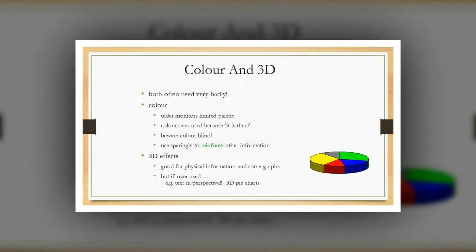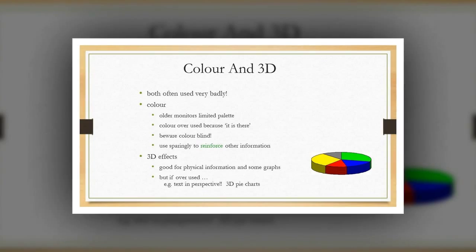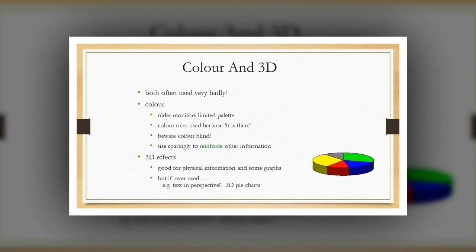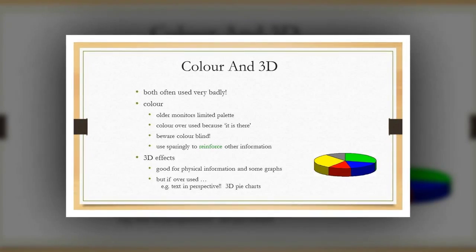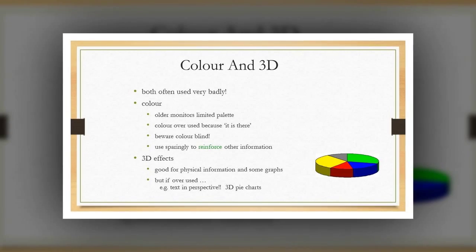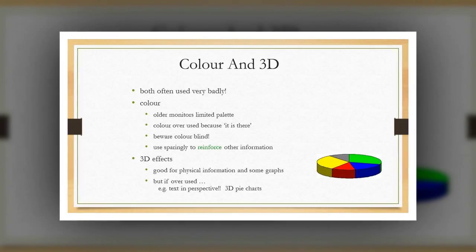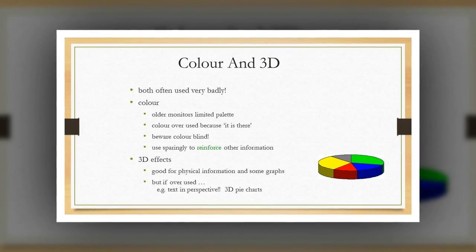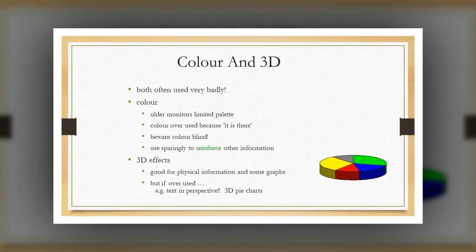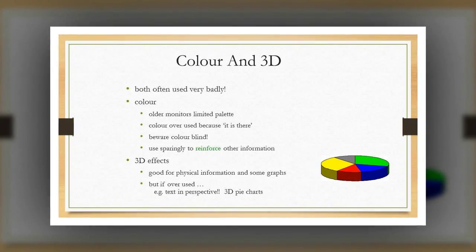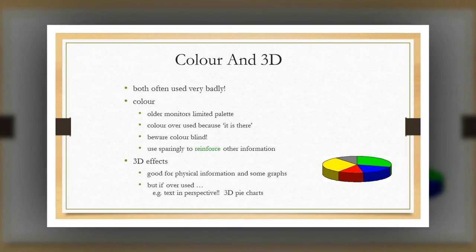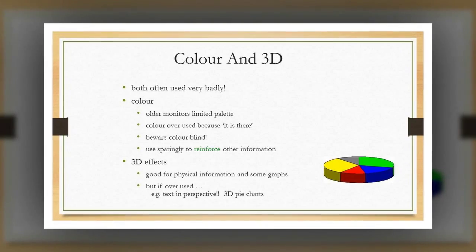Color and 3D. Both often used very badly. Color: older monitors had a limited palette. Color is overused because it is there. Beware colorblind users. Use it sparingly to reinforce other information.